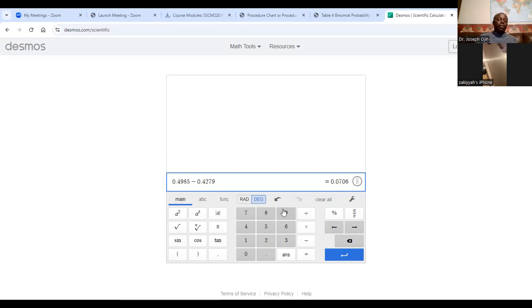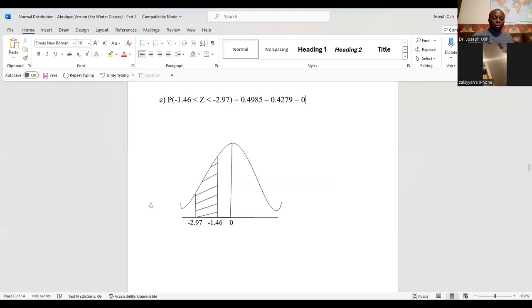Okay, 0.0706. So that's our answer: 0.0706. Any question on this? Any question?